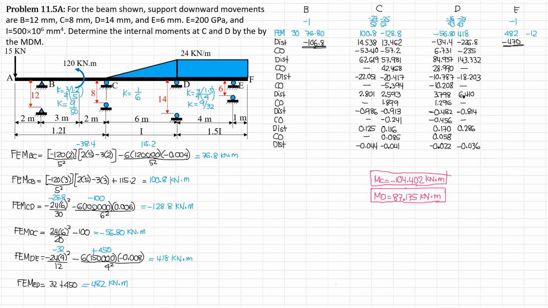So first, we have support movements, downward movements. E is 200 gigapascals, I is 500 times 10 to the 6 mm to the fourth. So therefore, the value of EI is 100,000 kilonewton meter square. I hope you know that from the previous exercises, problems, videos, and experiences. So fixed moment BC is due to the load.